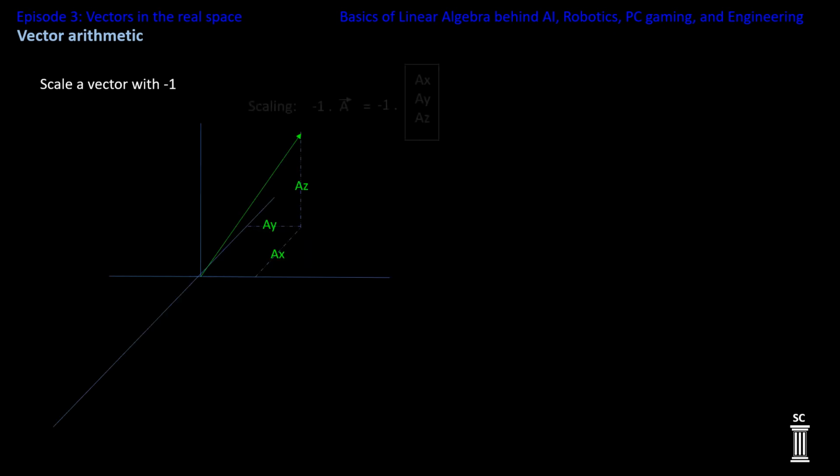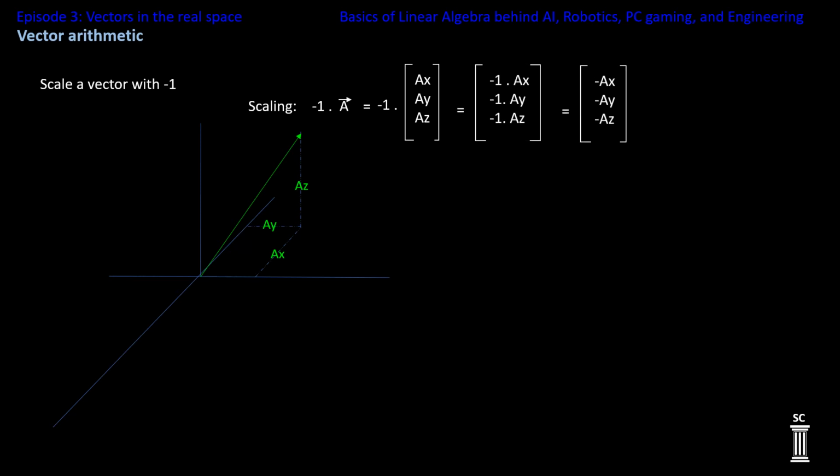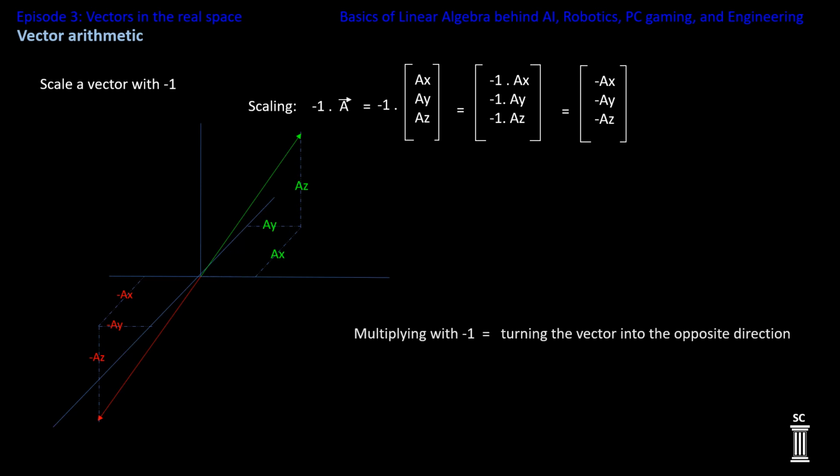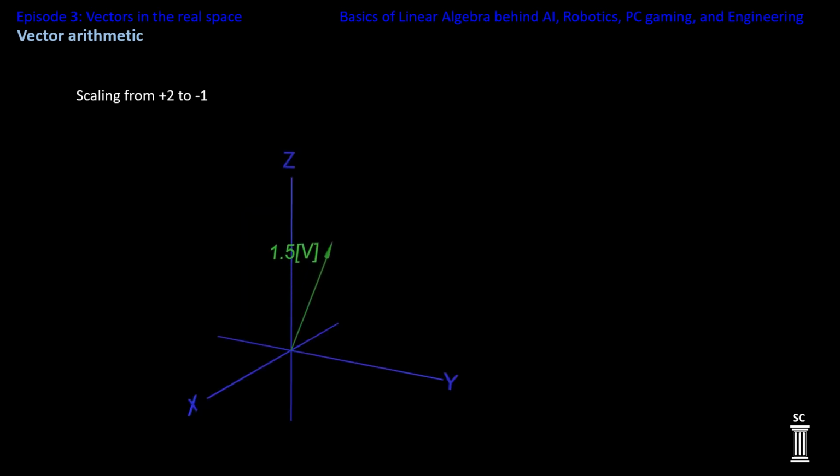Let's scale a vector with -1. We apply the vector rules by multiplying each element with -1, and when we look at the result, we see that the vector has turned into the opposite direction. So, multiplying a vector with -1 comes down to turning the vector into the opposite direction. Let's have a better look at what scaling actually does.